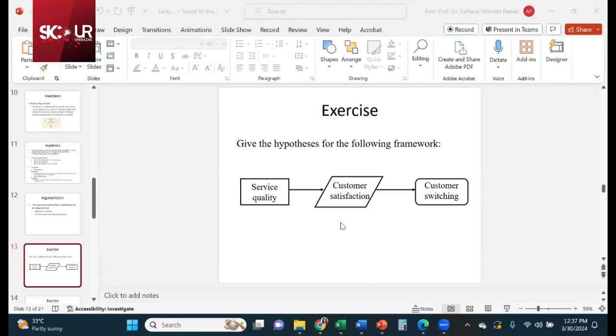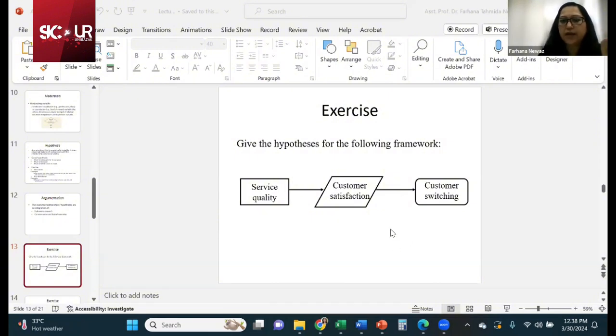Yeah. Basically, I have hypothesis one. Okay, what is hypothesis one? How have you written it? Higher service quality leads to greater customer satisfaction. That's hypothesis one. Okay, good. The second one is greater customer satisfaction leads to lower customer switching. Very good. So look at how Zul Hilmi has written it, it is the correct way. In different ways we can write it down.